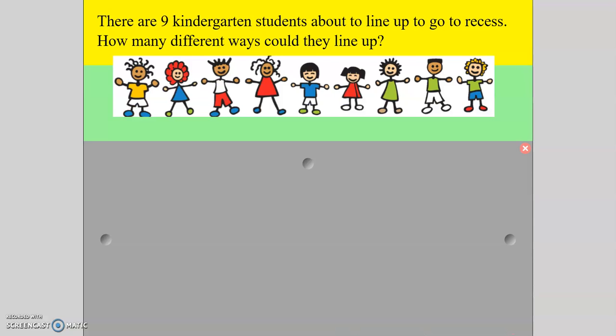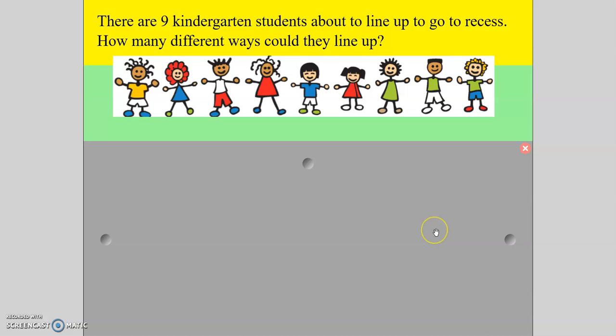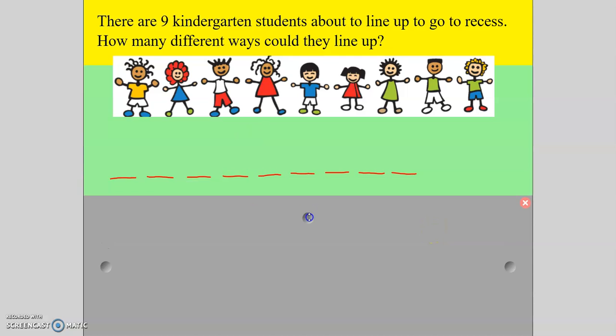All right. Let's take a look at another example here. Let's say there are 9 kindergarten students about to line up to go to recess. How many different ways could they line up? So here are my 9 students, and basically I think about this problem the same way I think about this problem. I'm just filling spots. Instead of spots on a license plate, I'm filling spots in line. So what I do is I draw my 9 blanks, and then in each one of those blanks I write down how many different ways that I could make a choice for that spot.